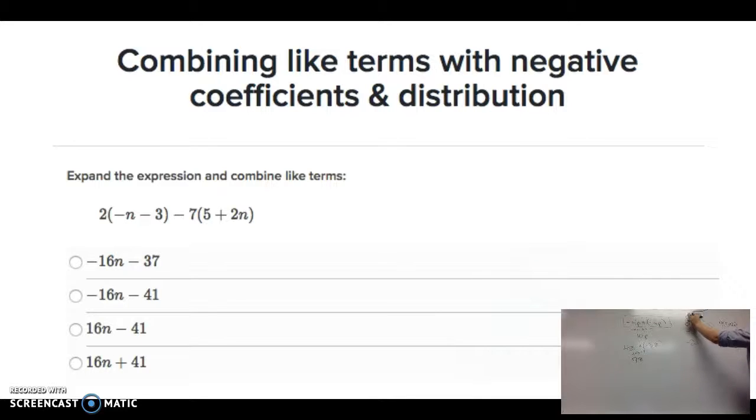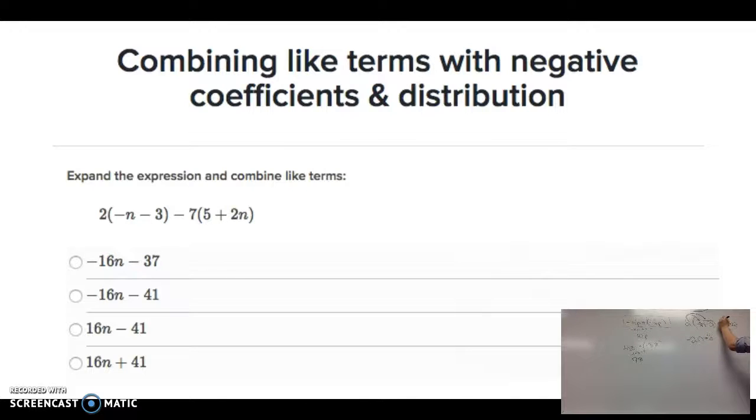And then 2 times, now I'm going to box in negative 3 to help me remember that this is negative 3. 2 times negative 3 is negative 6. And I could either represent that with a minus sign or plus negative 6, right? Because those are the same thing.